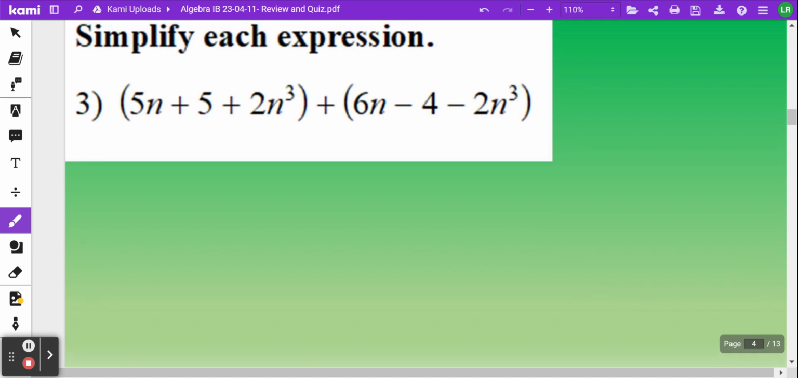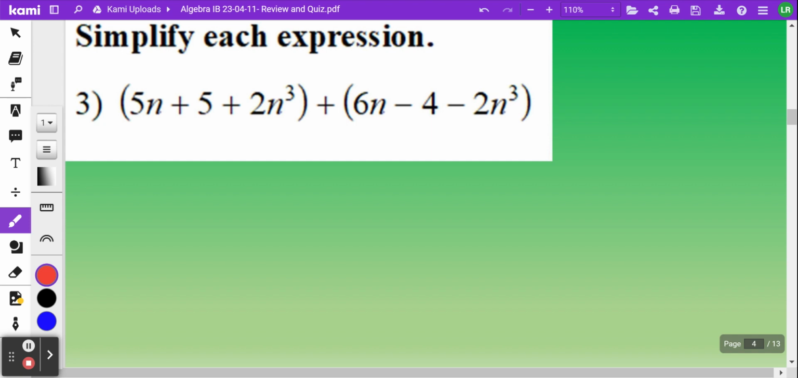Okay, now notice there's a little bit more information. The first thing I need to look at is, do I need to distribute? And if we look in front of our parentheses here, both parentheses have a positive 1 in front of them. So since they're positive 1s, when I multiply by 1, nothing changes. So I do not have to distribute. It's already done. So I'm just going to add up the like terms.